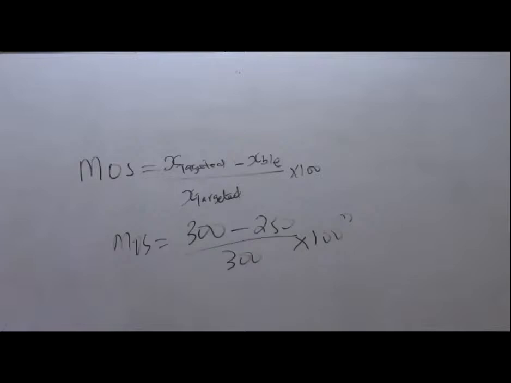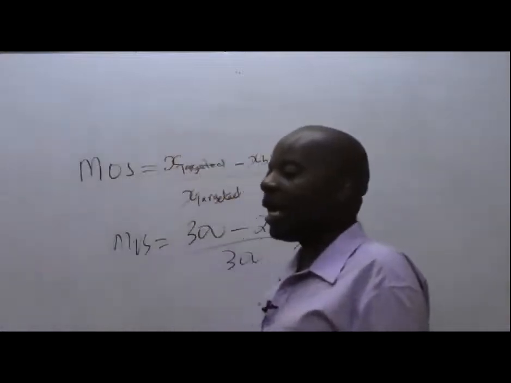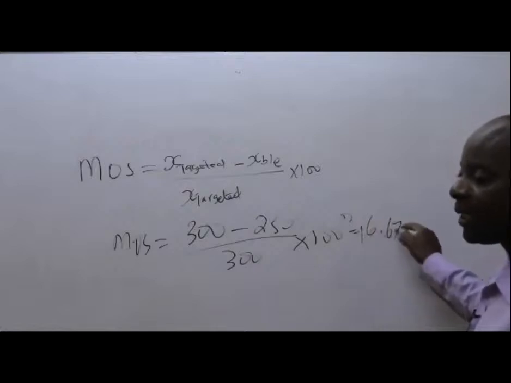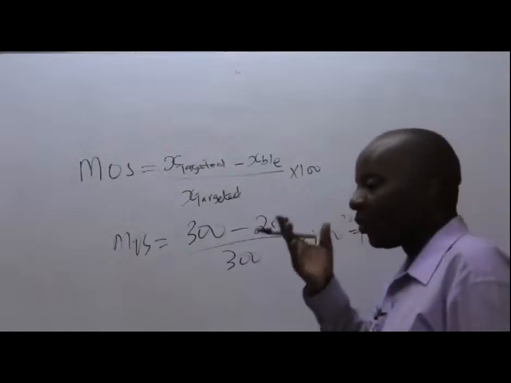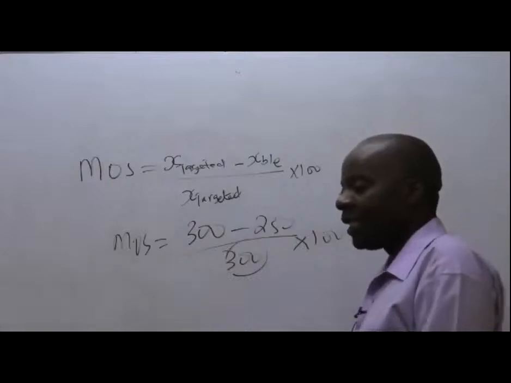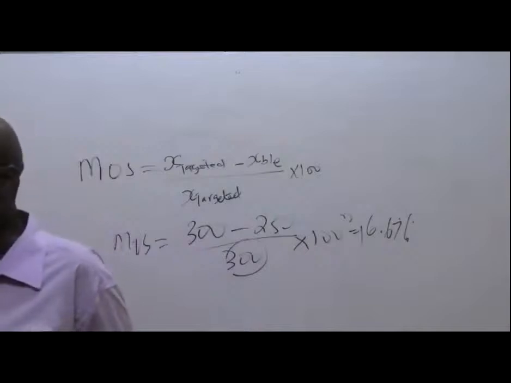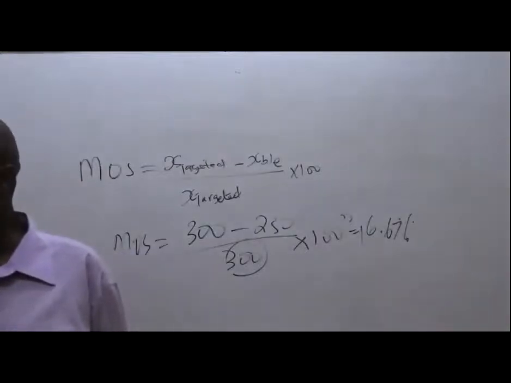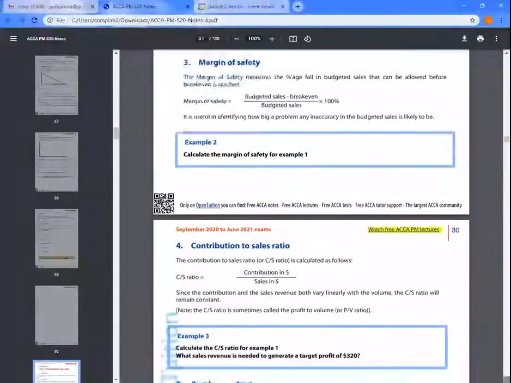If, ladies and gentlemen, you have been able to print it out. So it's like everybody is agreeing that our margin of safety is supposed to be 16.67. The ones who are getting 23, I want to believe they're making the same blunder that I almost made. I want to believe down there they used 250 instead of budgeted sales. So is there any student who has any question as regards the margin of safety? Any question?